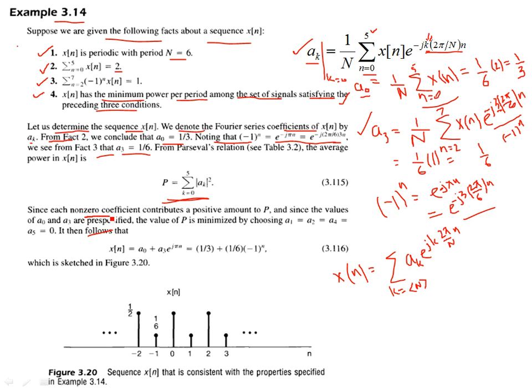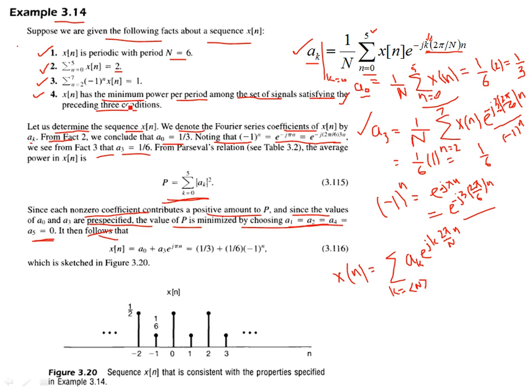Since each non-zero coefficient will contribute a positive amount to P, that means besides A0 and A3, A1, A2 and A4, A5 are going to contribute non-zero power. Since the values of A0 and A3 are prescribed, the value of P is minimized by choosing A1, A2, A4, A5 equal to 0. So fact 4 is important in establishing that A1, A2, A4 and A5 are all 0, because we are looking for the minimum power.